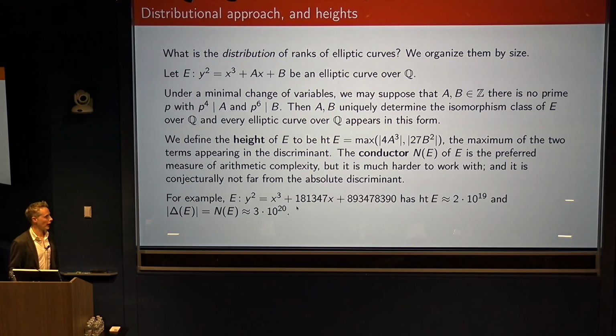And so here's a random-looking elliptic curve. Even those coefficients don't really look that big. But the height there is 2 times 10 to the 19th, and the discriminant is about 3 times 10 to the 20th. So those are about the sizes that you should have in mind when we talk about heights.